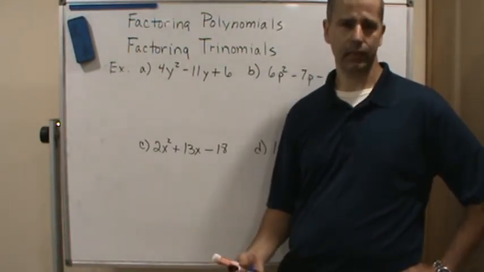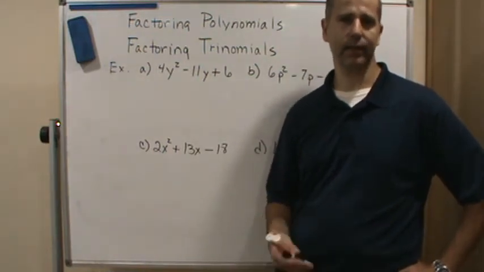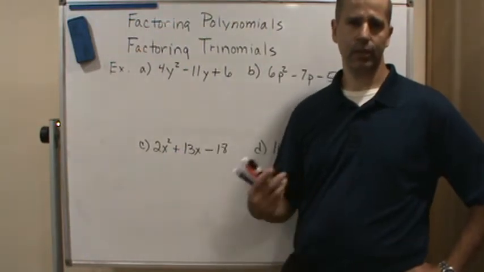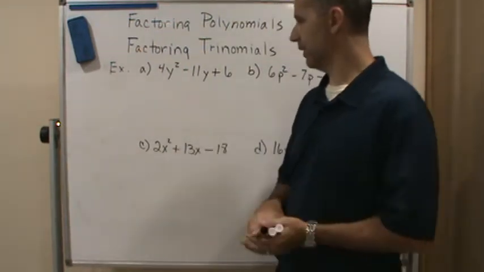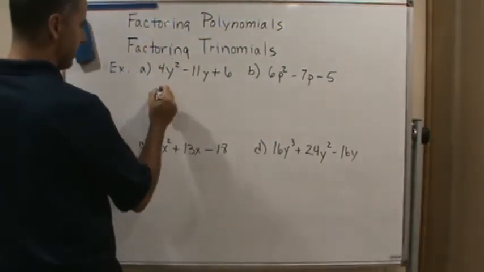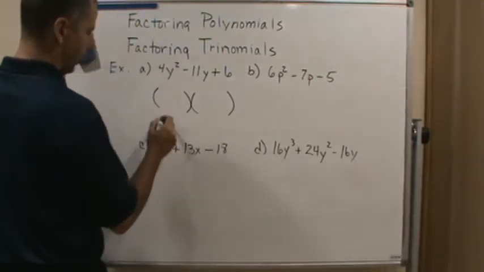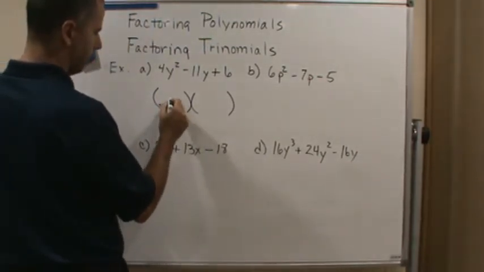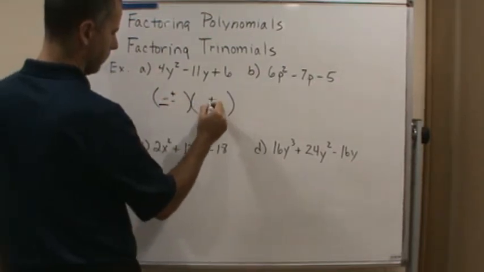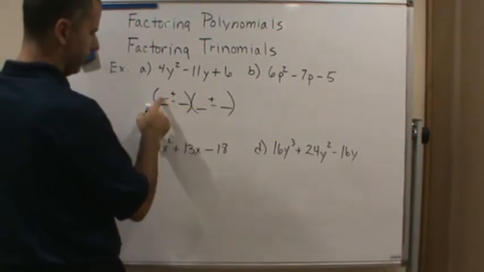This can be tedious, okay? I understand the thought behind it, some people like it, I don't. Because in this case, the idea is that you're trying to split this up into two binomials. And so you've got to figure out what numbers go here, right?